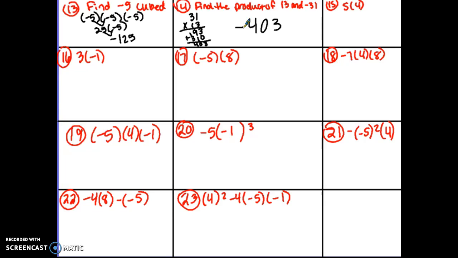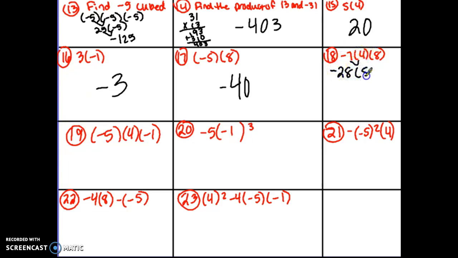Number 15, 5 times 4 is 20. Number 16, 3 times 1 is 3. A positive times a negative is a negative. Number 17, negative 5 times 8. 5 times 8 is 40. And a negative times a positive is a negative. Number 18, negative 7 times 20. Negative 7 times 4 is negative 28.